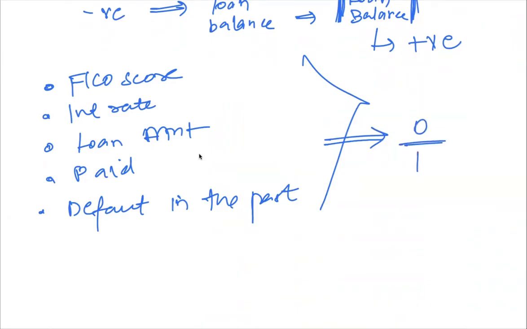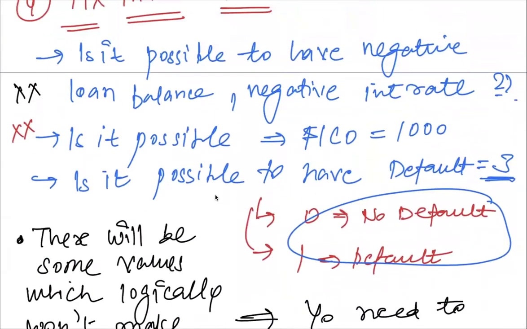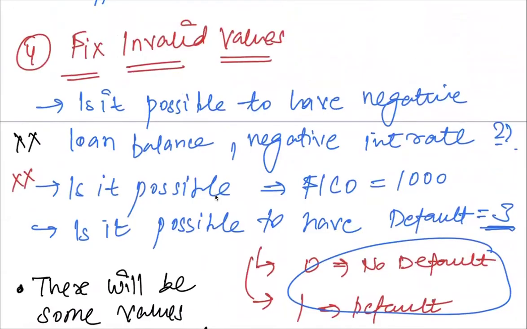Am I making sense? Please tell. Are you all able to understand? One step is to identify, and the other step is to fix all these invalid values. Okay, this was the fourth step. What else?